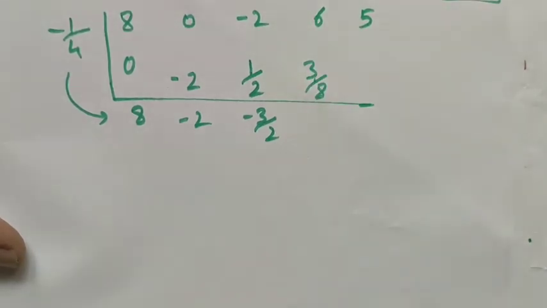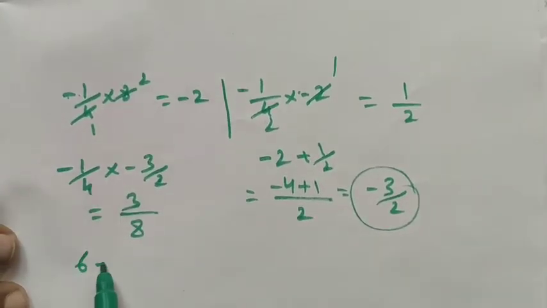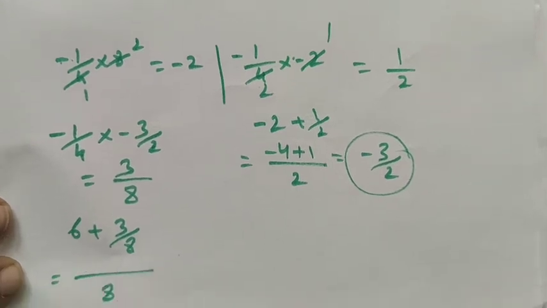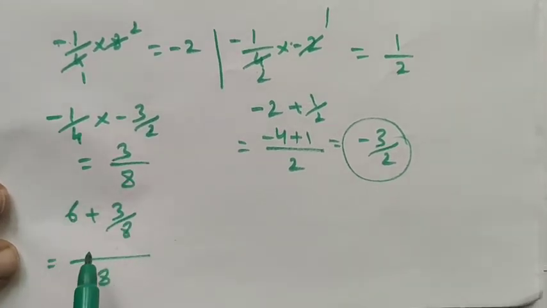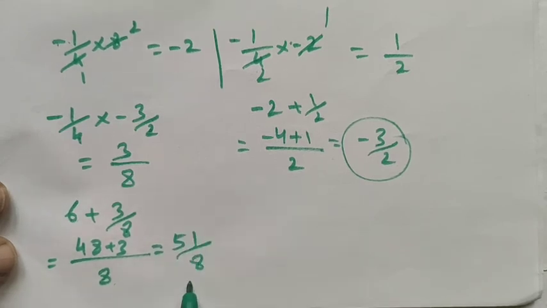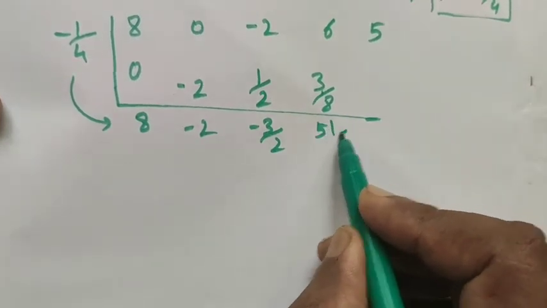Now add this term. That is sum of 6 plus 3 by 8. Here we want to take LCM as 8. Cross multiplication, 8 6s are 48, plus 3 is equal to 51 divided by 8 is the answer. Now we want to write here 51 divided by 8.